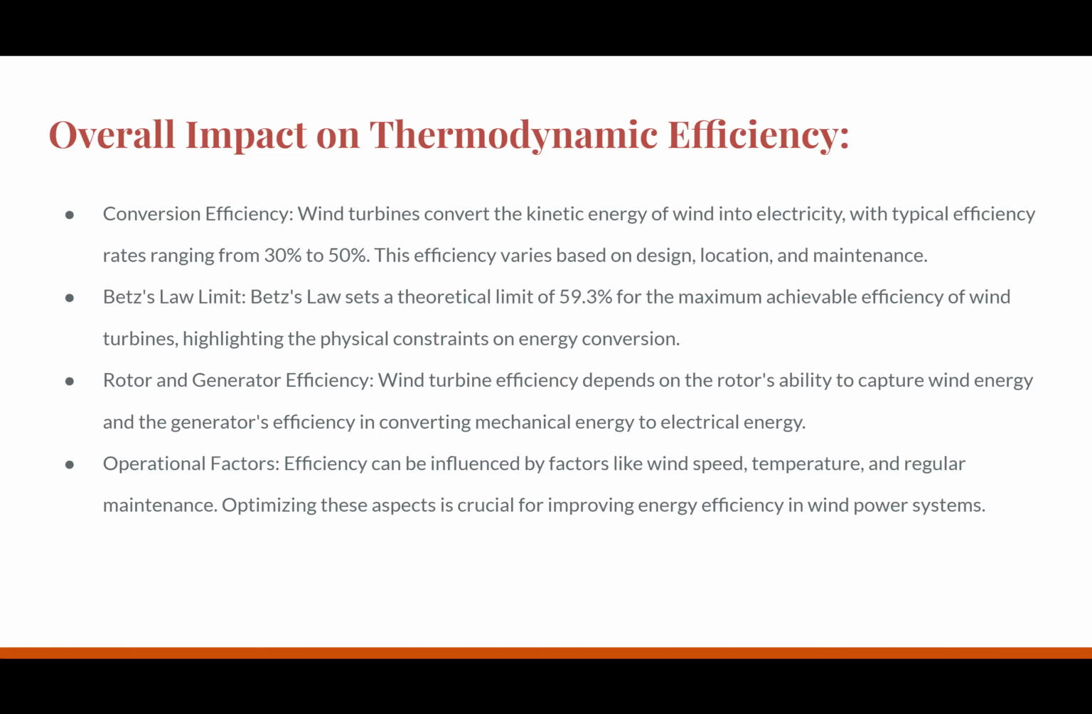Betz's law limit. Betz's law sets a theoretical limit of 59.3% for the maximum achievable efficiency of wind turbines, highlighting the physical constraints on energy conversion.